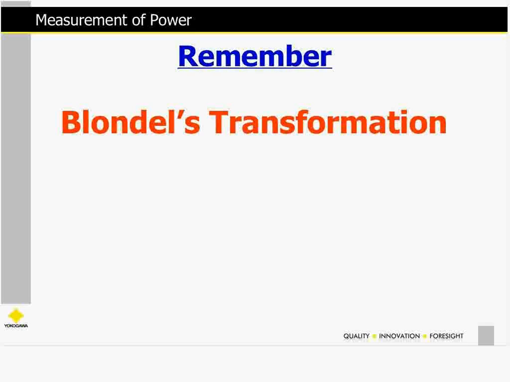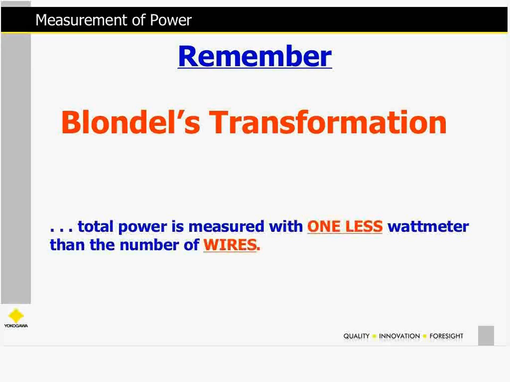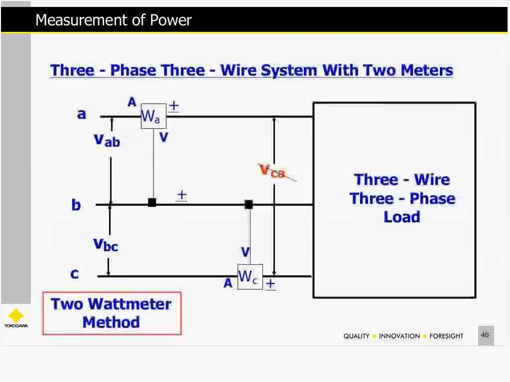Remember Blondell's transformation. Total power is measured with one less wattmeter than the number of wires. So we go back to our 3-wire system. We don't need this third one. We need 2 wattmeters to measure total power.